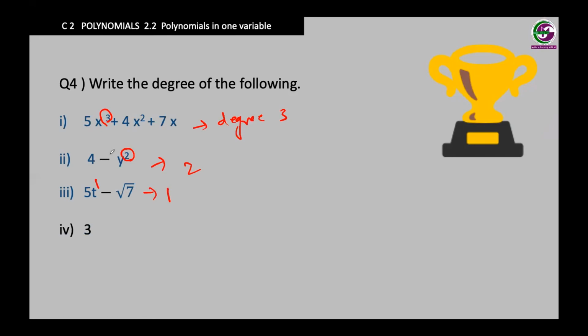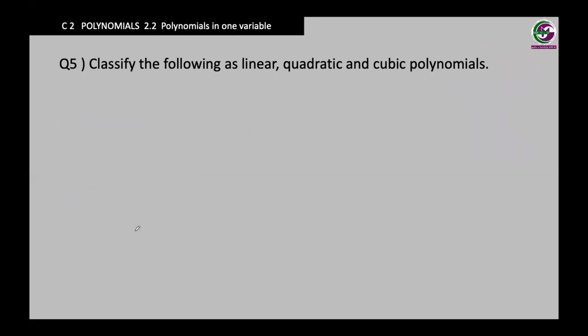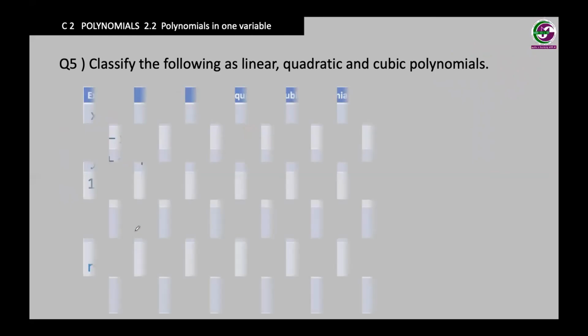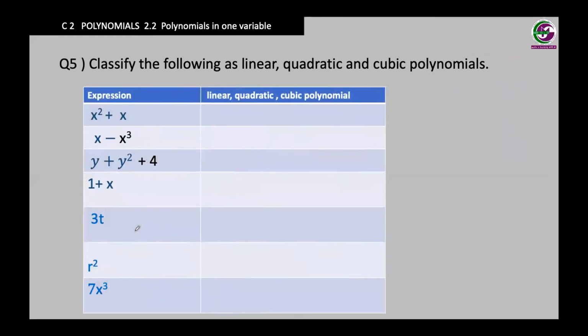There is no variable here. So you can add any variable, let's say y, and the power will be 0. So the degree is 0. And we studied that the degree of a constant polynomial is 0. Classify as linear, quadratic, and cubic polynomial. Revise, what is linear? Linear means degree 1. Quadratic means degree 2. And cubic means degree 3.